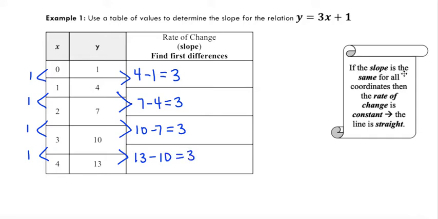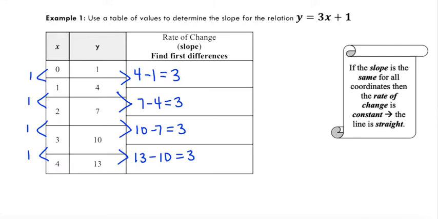So you'll notice that if the slope is the same for all of the coordinates, or if the rate of change or the first differences, remember that those are all interchangeable, then it's going to have a constant rate of change, which means it's going to be a straight line. So we can use the first differences to tell whether our equation or our relation will be a linear relation or some other relation that we're going to learn later on in this course, like a quadratic relation, for example. So when the first differences are the same, then it means that we're going to have a straight line when we graph it.